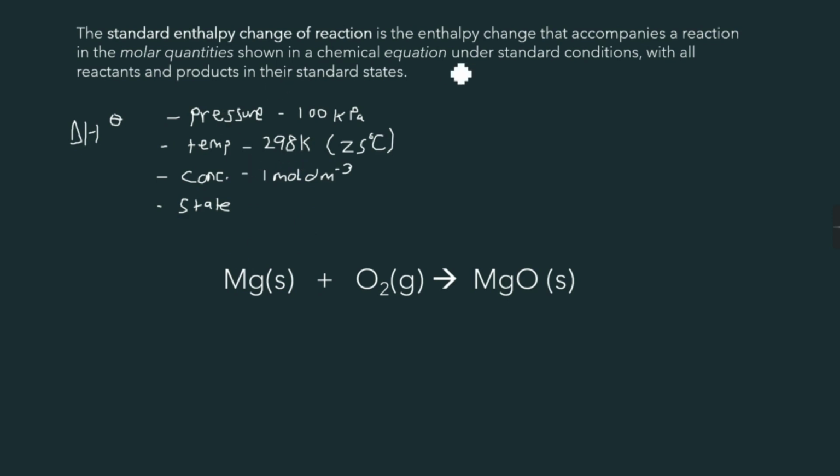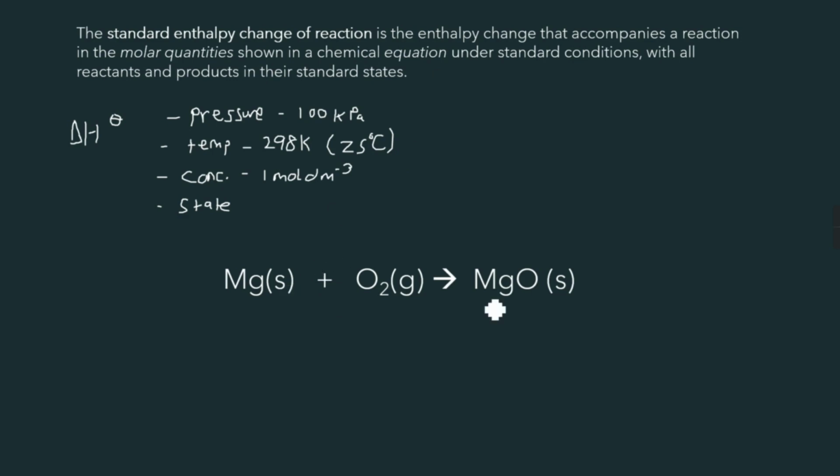All right. So now that we understand what that is, let's think about what the standard enthalpy change of reaction is. It needs to be under standard conditions with reactants and products in the standard states. Fine. The rest of the definition is the enthalpy change that accompanies a reaction in the molar quantities shown in the chemical equation. So it just depends on what the chemical equation shows.